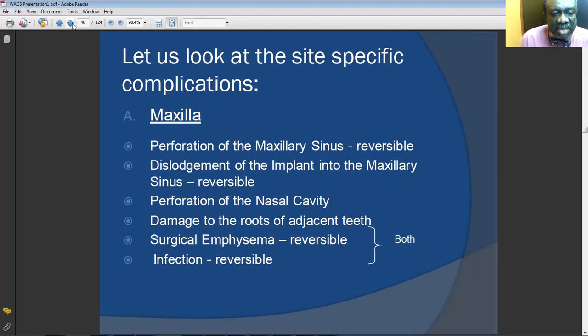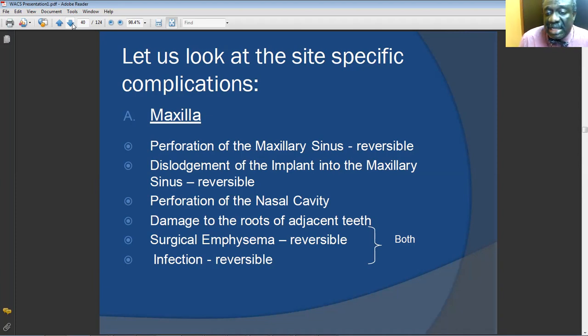In the maxilla, you can have perforation of the maxillary sinus, and this is reversible because you can use glue or a membrane to repair it. You could have dislodgement of the implant into the maxillary sinus. This is also reversible because if that happens to me, I'm just going to put on my suction machine and suction out the implant by enlarging the osteotomy site, and I will consider doing some complex bone grafting. So perforation of the nasal cavity is also a complication.